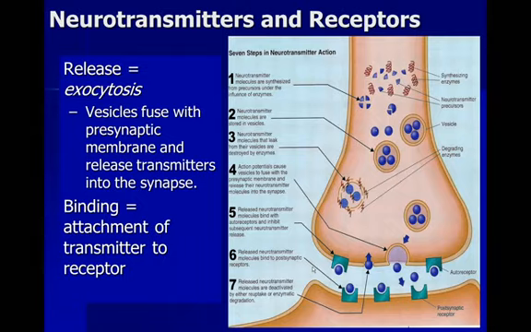They'll then bind, in which the neurotransmitter attaches to a receptor. And again, they will attach to the postsynaptic receptor and presynaptic receptors. The presynaptic receptors will stop more vesicles from being released into the synapse. And so that's how we stop this process.